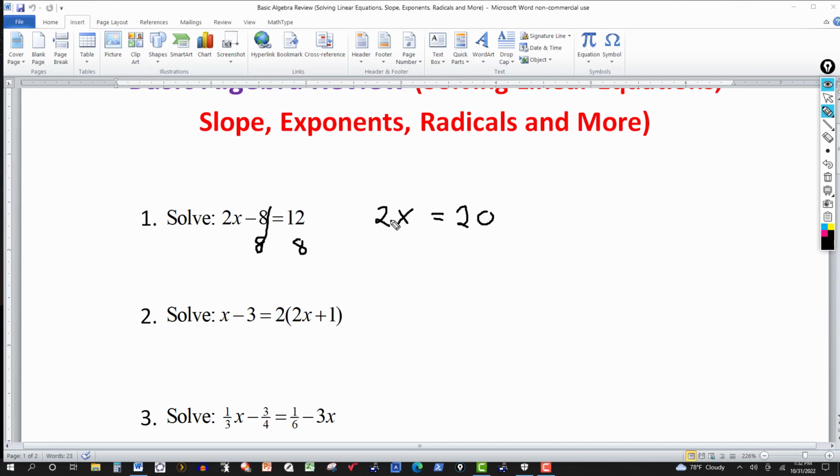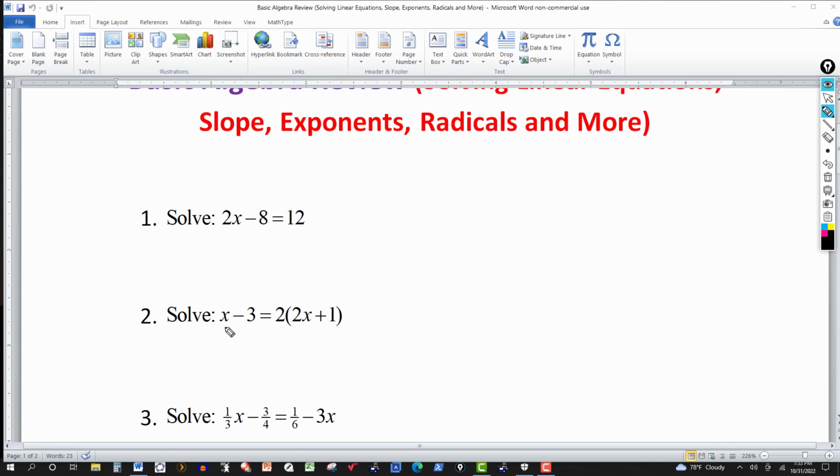I want to make that 2 into a 1 to isolate the x. So 2 divided by 2 will cancel and make it a 1. But if I do that to the left side, I have to do it to the right side. So now these divide out. That gives me 1x, or just x. And on the right side, 20 divided by 2 is 10. That's your answer. You can check it. 10 times 2 is 20 minus 8 gives me 12.